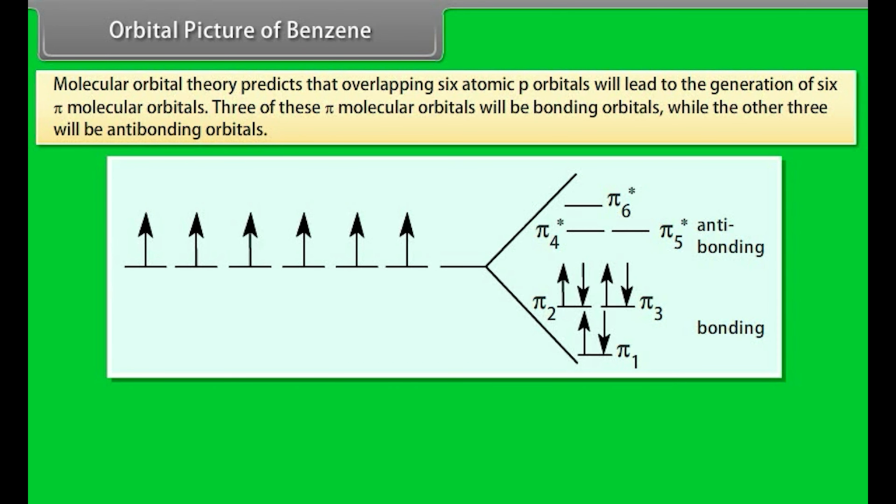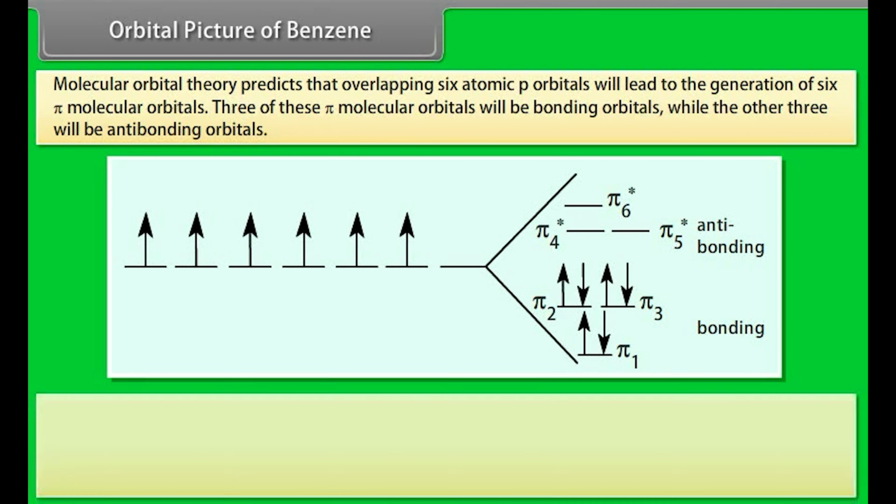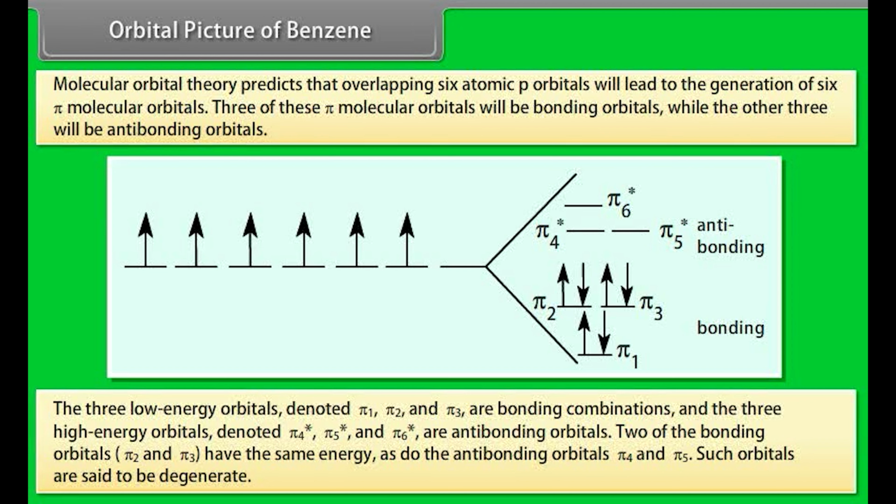Molecular orbital theory predicts that overlapping 6 atomic p orbitals will lead to the generation of 6 pi molecular orbitals. 3 of these pi molecular orbitals will be bonding orbitals, while the other 3 will be anti-bonding orbitals, as shown in the figure. The 3 low-energy orbitals denoted pi1, pi2 and pi3 are bonding combinations, and the 3 high-energy orbitals denoted pi4, pi5 and pi6 are anti-bonding orbitals.